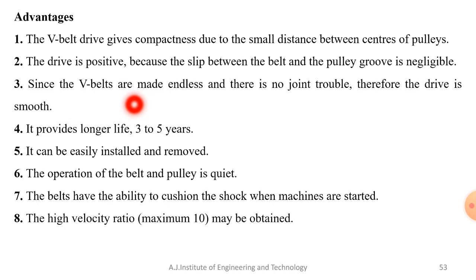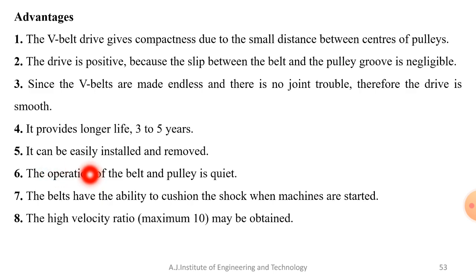So that's why we consider V belt as a positive drive, so that you can maintain constant velocity ratio. Now third one, since the V belts are made endless, there is no joint trouble, therefore the drive is smooth, and it provides longer life, 3 to 5 years, which is more than flat belt drive. So it can be easily installed and removed, in any direction you can install, because flat belt drive you can usually use only in the horizontal direction. But V belt you can install in any direction.